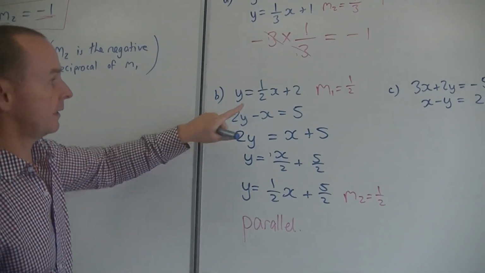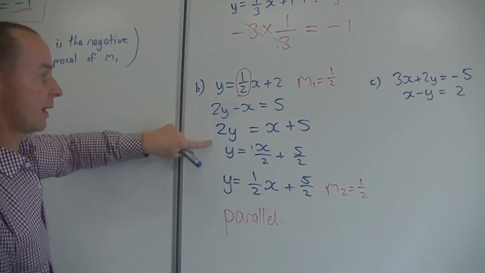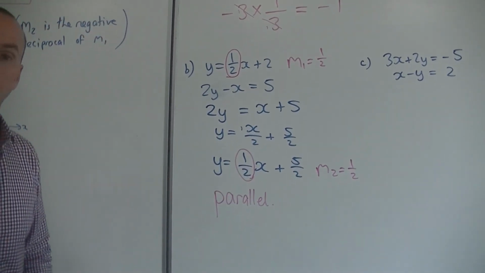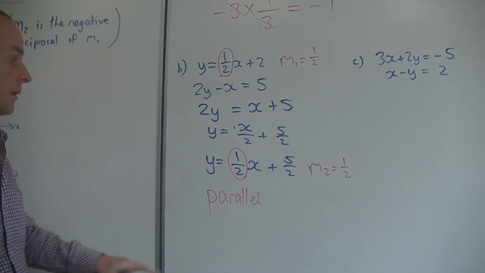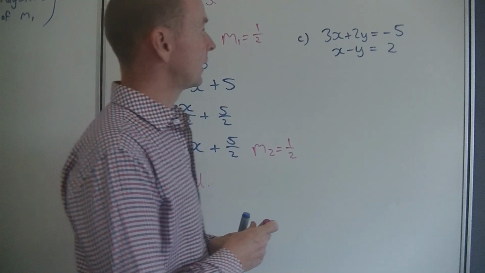So I'll just go over that again. This one we could read off the gradient straight away. This one we had to rearrange until we got y by itself, and then we could read the gradient off and see that they're the same, so they must be parallel. Excellent. Let's do the last one.